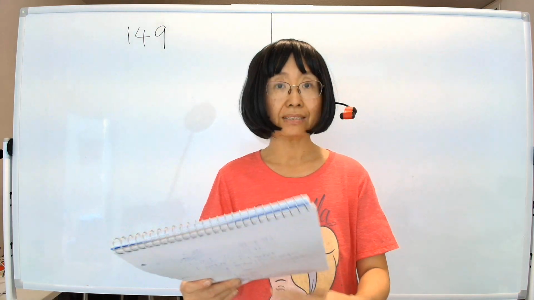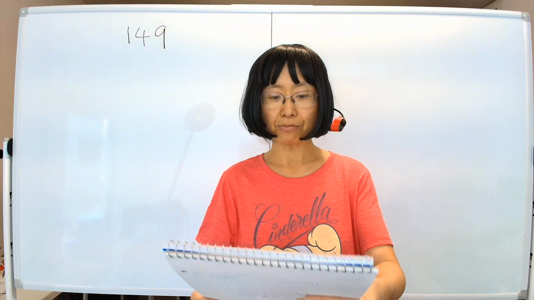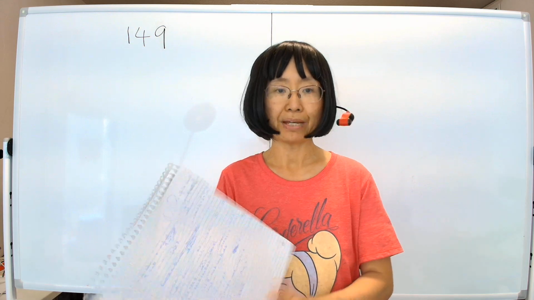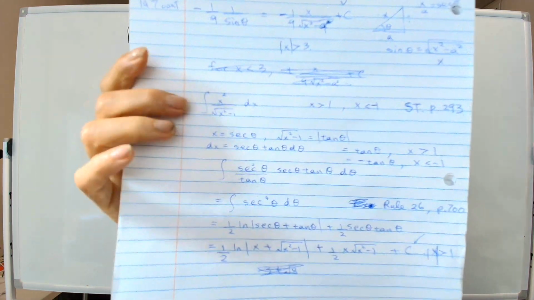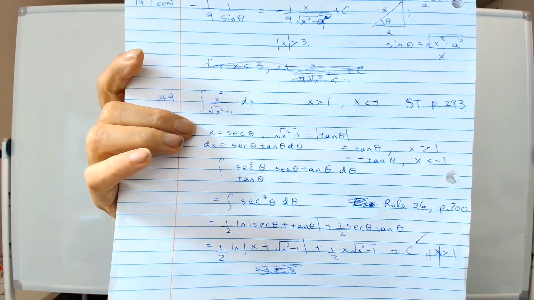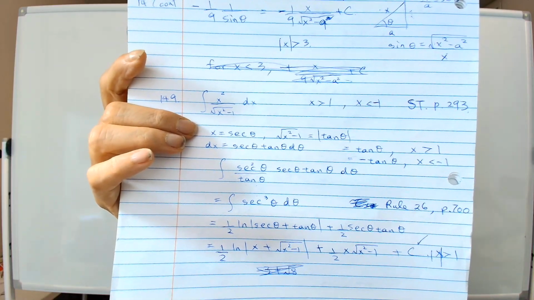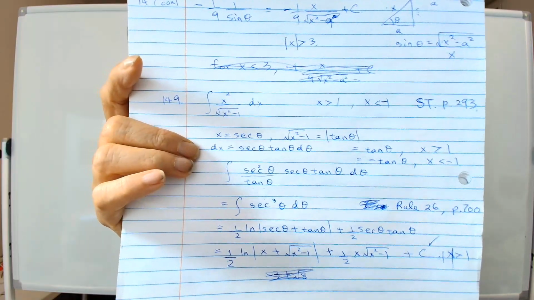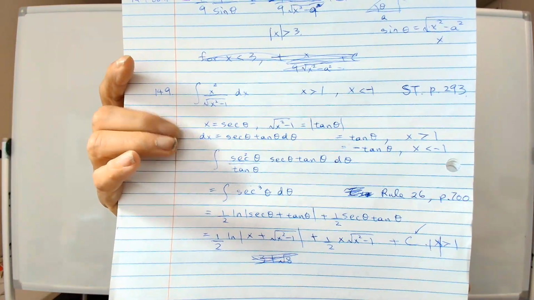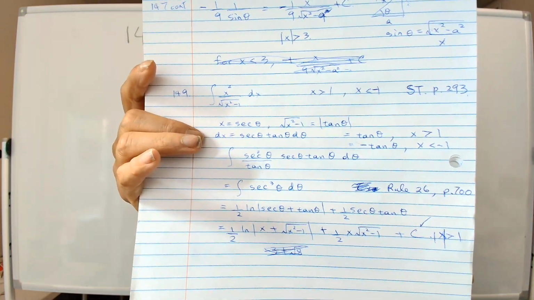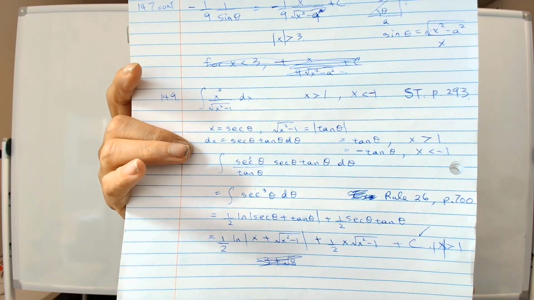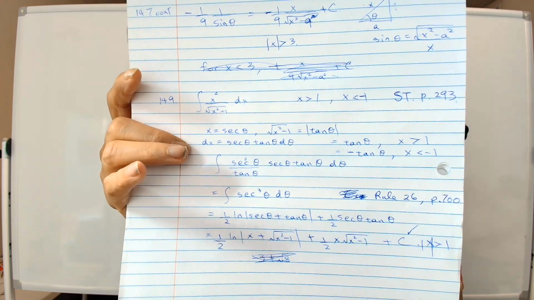Problem 149 is similar to the one before, where we have an x squared minus a squared situation. Therefore, we will again use the strategy on page 293, where x is set as secant theta. Now, in that case, for tangent theta you have to put the absolute value on there. I didn't mention that in the previous problem. According to the book strategy, it equals tangent theta for x bigger than 1 and negative tangent theta for x less than 1. That's important, but luckily not for this problem.